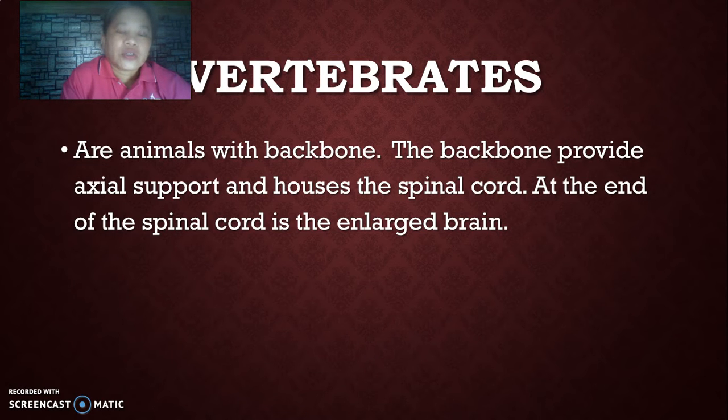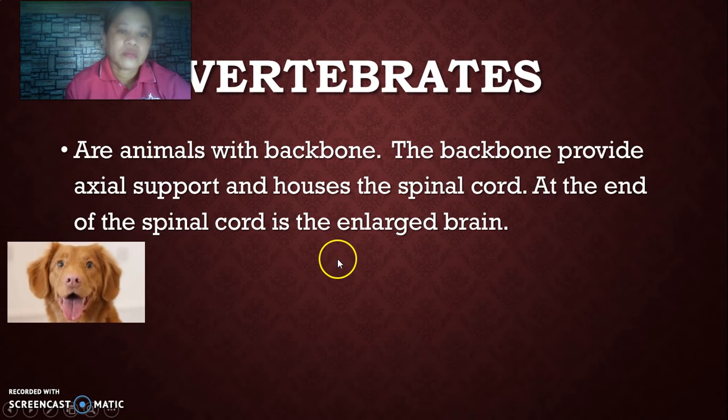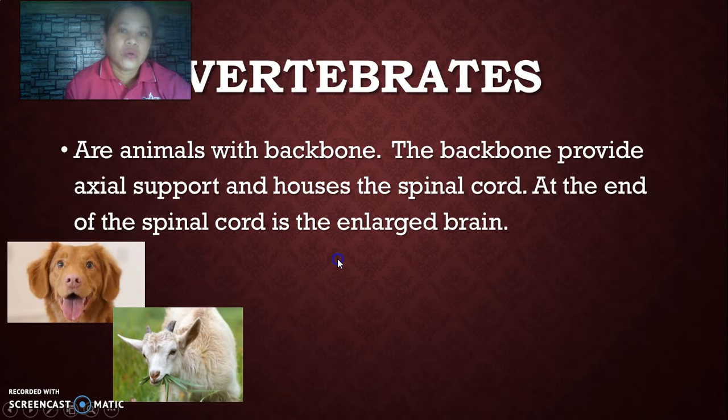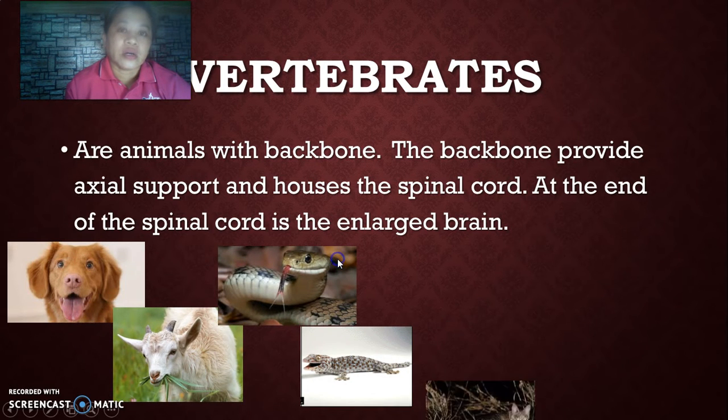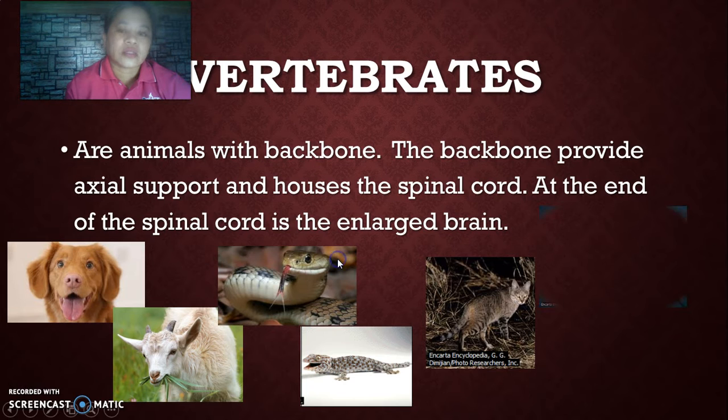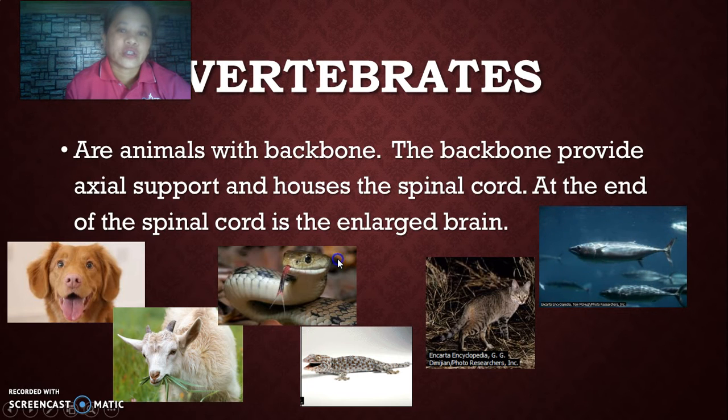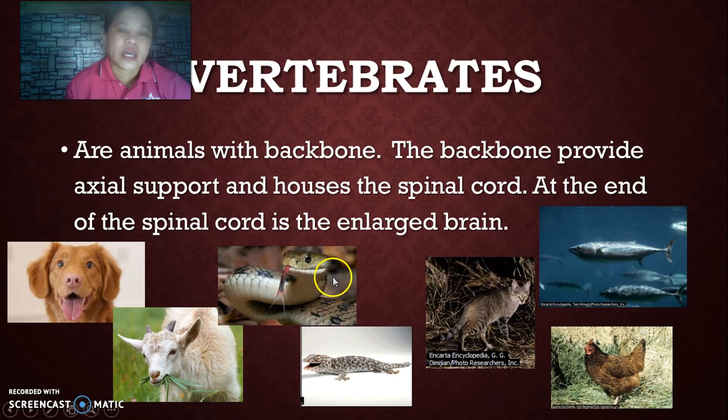Most of the animals that you can see around you are vertebrates, like a dog, goat, snake, lizard, cat, fish, chicken, and many others. So these are some of the examples of animals with backbones.